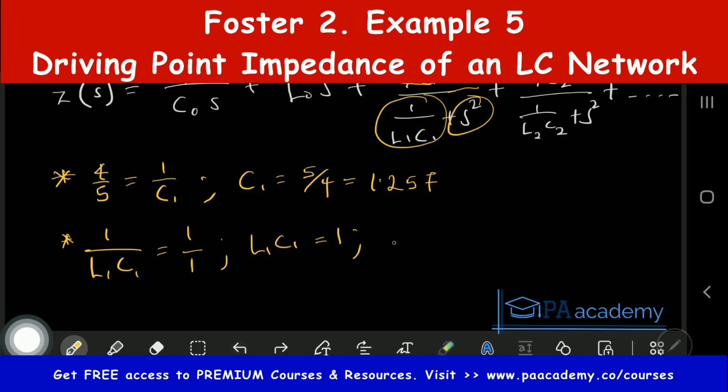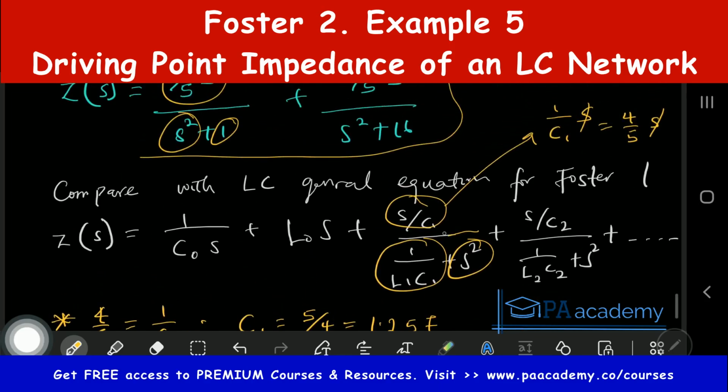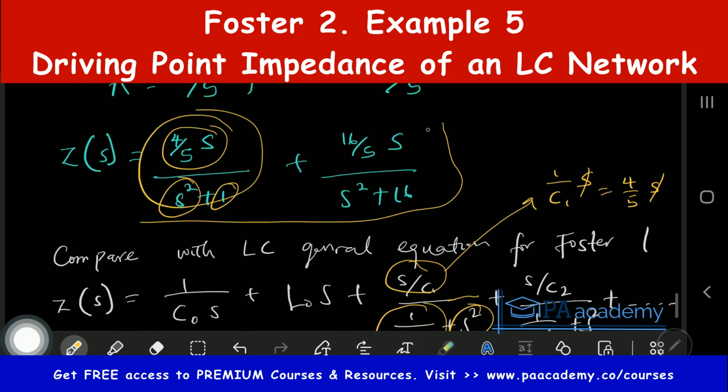So with that, our L1 is equal to 1 over C1, which is equal to 1 over 1.25. And don't forget the unit of inductor, that's Henry. So the same thing we've done here, we are going to do the same thing right here.